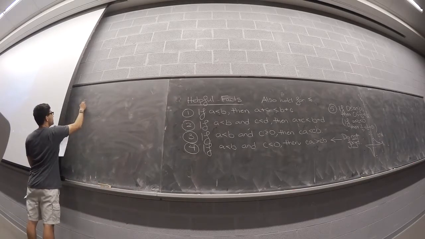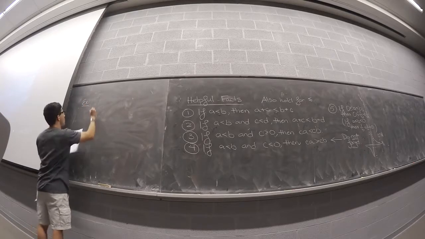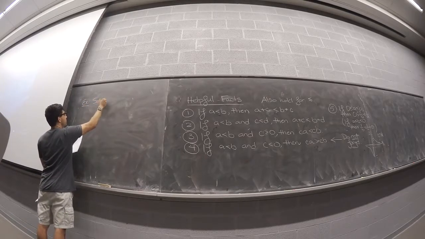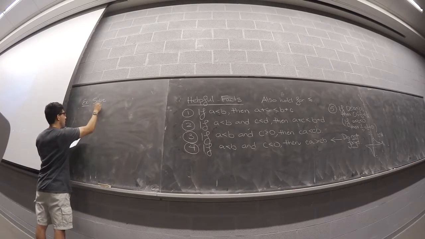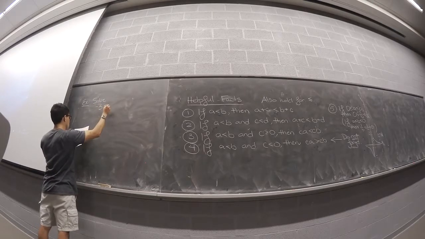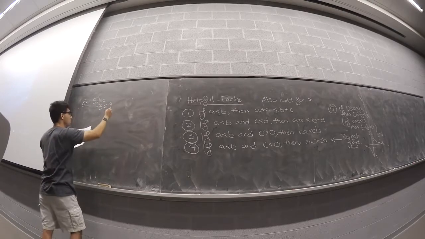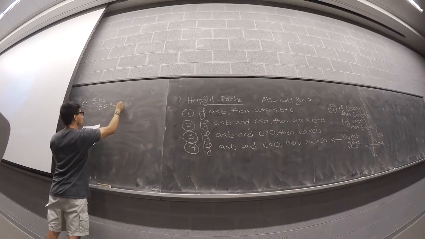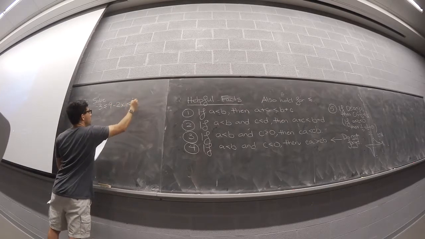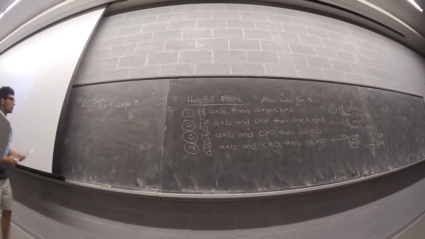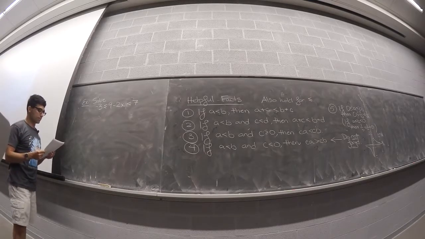Example. Solve. Again, they'll get harder, I promise. And if this is hard, then they'll still get harder. Okay, minus 3 is less than or equal to 9 minus 2x is less than 7.